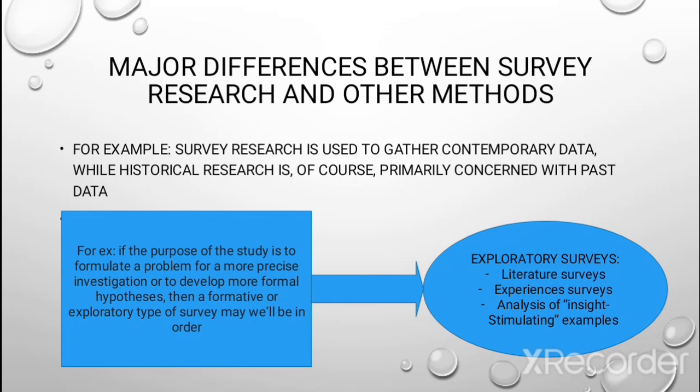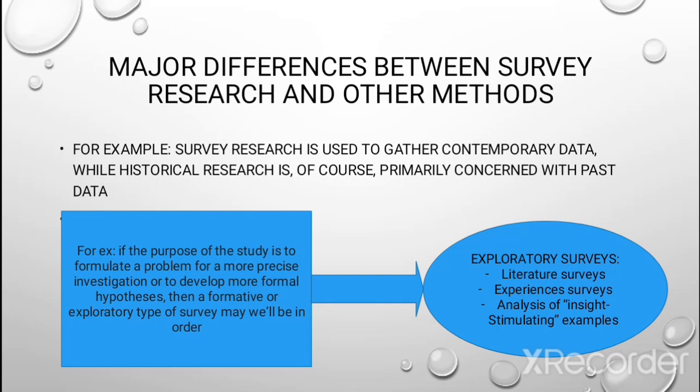Major differences between survey research and other methods. For example, survey research is used to gather contemporary data, while historical research is, of course, primarily concerned with past data. Types of survey studies.